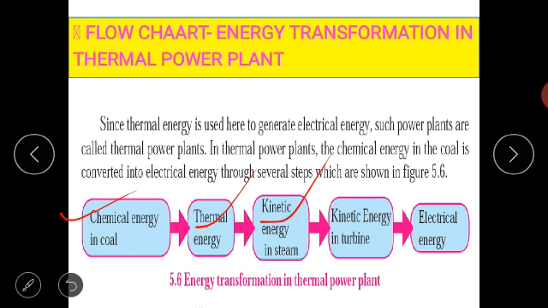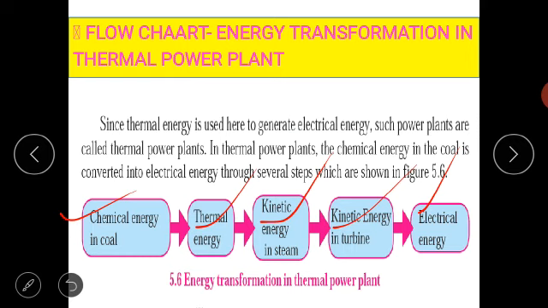That kinetic energy is applied on the turbine, and the turbine is rotated. When the turbine rotates, it generates electrical energy. In this way, we can study the transformation of energy.